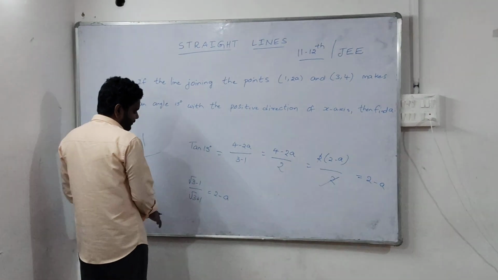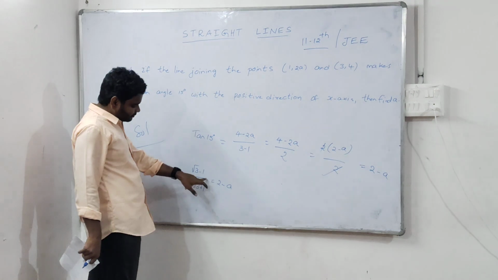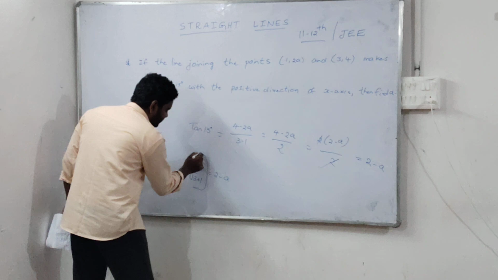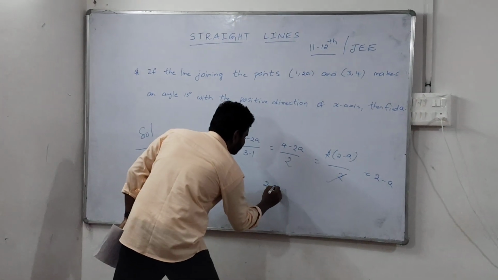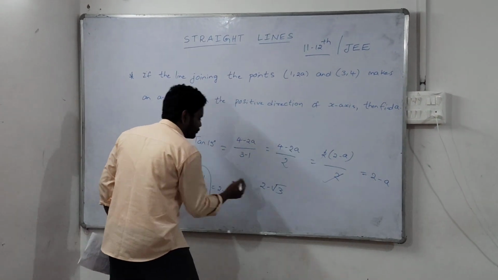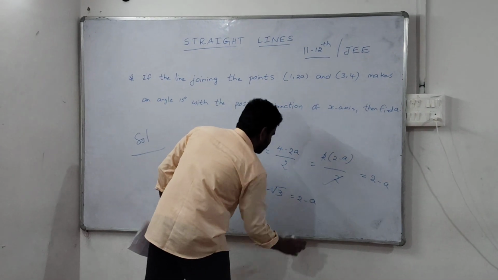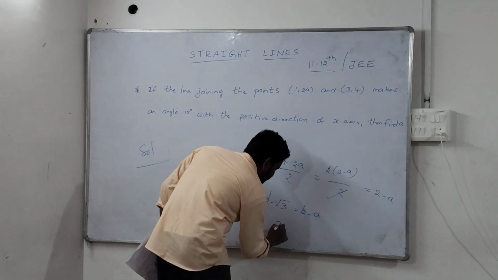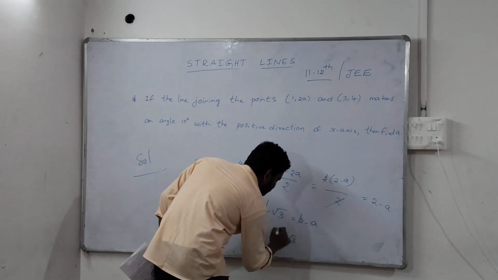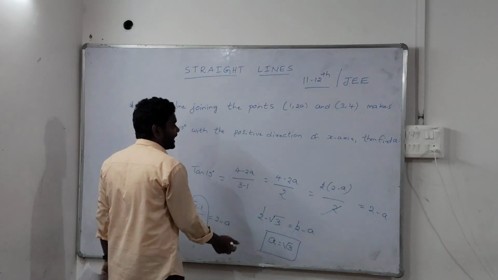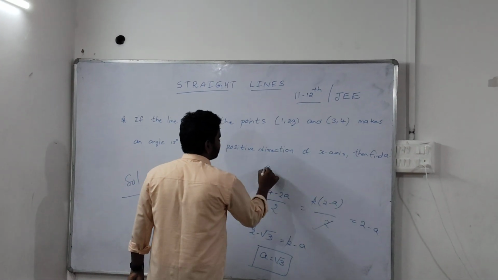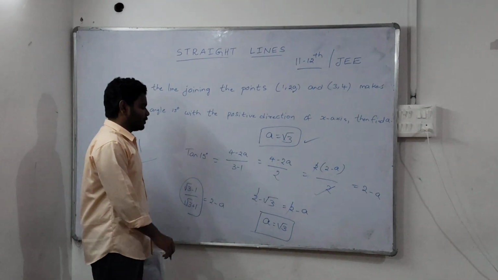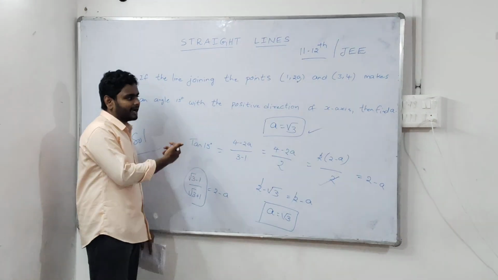Okay? How to find this value? By multiplying with the conjugate of the denominator, this comes out to be 2 minus root 3. 2 minus root 3 should be equal to 2 minus a. The 2 is cancelled, which means a equals root 3. So a comes out to be root 3. Okay? These are the different kinds of problems, and I am ending with this.